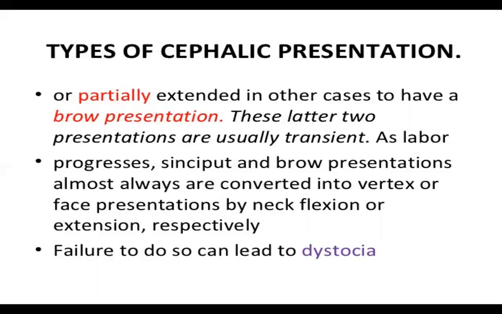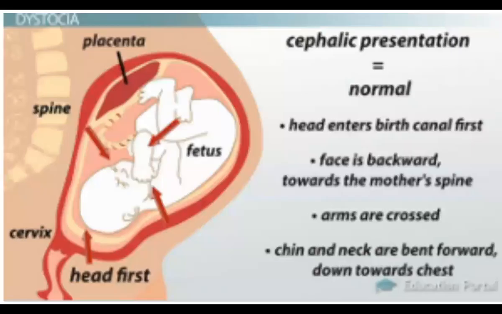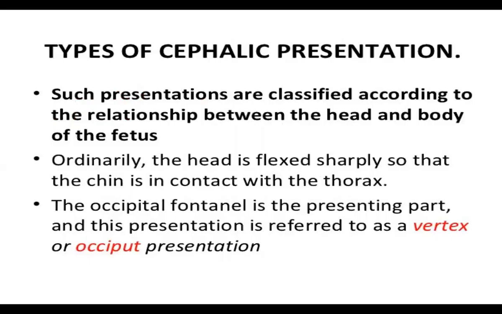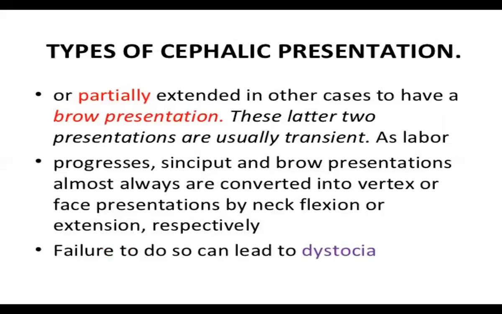What is dystocia? Difficulty in labor. Eutocia is normal labor, dystocia is difficulty in labor. What is brow presentation? If this part of the presentation is present, it is called a brow. If it is present, then it is called an abnormal presentation. Brow presentation afterwards can lead to the problem, that is dystocia.